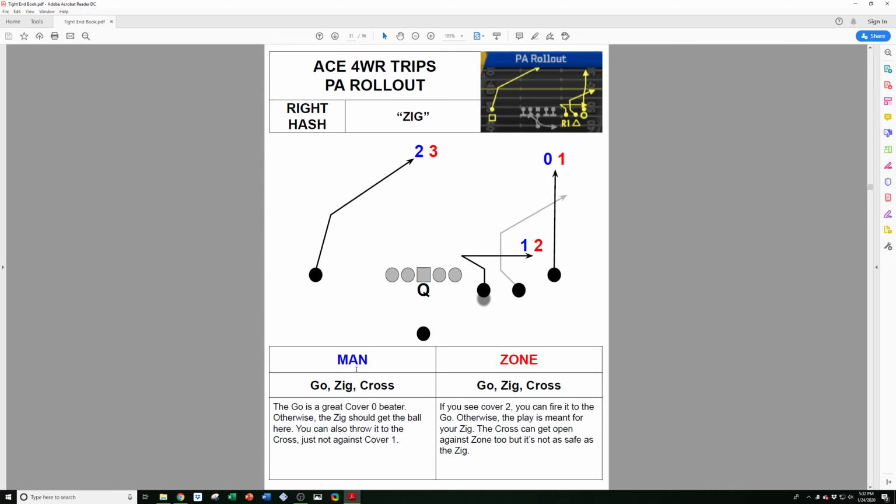At the bottom here, you've got man and zone information. This is really cool because right below here, this is all your man stuff, your written progressions for man. Go, zig, cross. You can say that to yourself 100 times over and you'll have a good idea of what to look for with this particular play against man. Then I have a little box giving you some notes about my thoughts on those routes. Same on the zone side. Go, zig, and cross are your progressions for zone. Then I have notes for it.